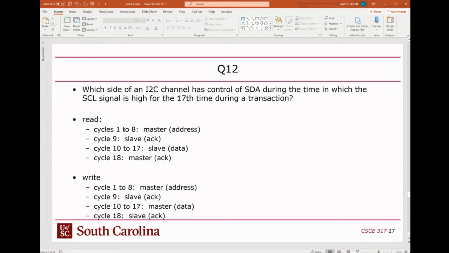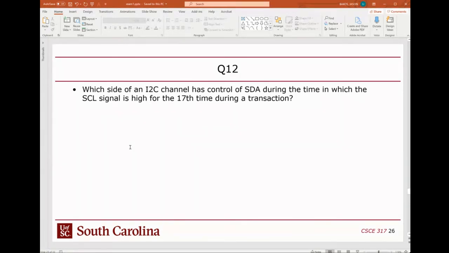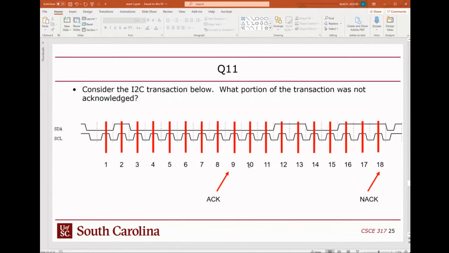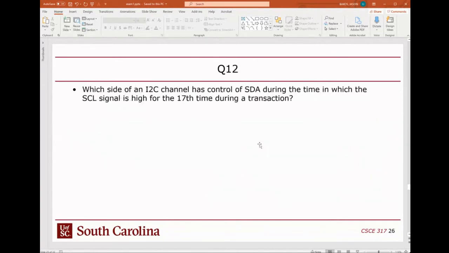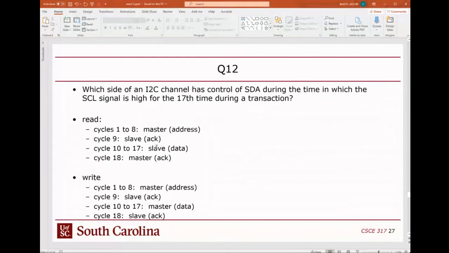So if it's a read, cycles 1 to 8 would be the master sending the address and the read-write flag. Cycle 9 would be the slave acknowledging, and cycles 10 through 17, if you look at this chart, it's a little easier to see, would be the slave driving the data on the SDA.